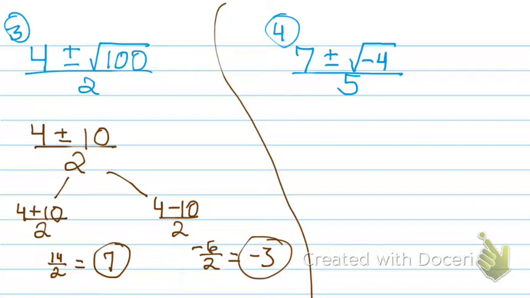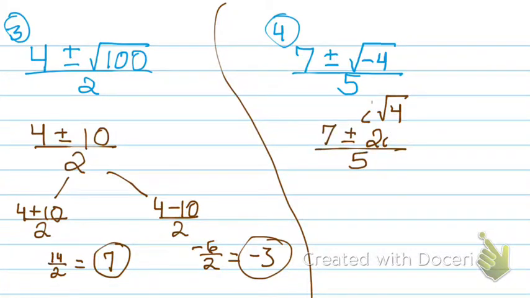We have -4 under the square root. Remember, when you have a negative number under the square root, you take out an i first. So what we're really looking at is i square root of 4. And remember, square root of 4 is 2. So this will equal 2i. And I'll just bring down my plus or minus, bring down my 7, and bring down my 5.